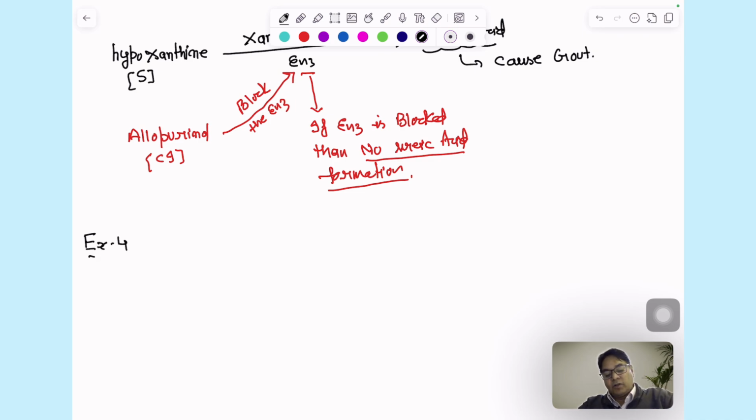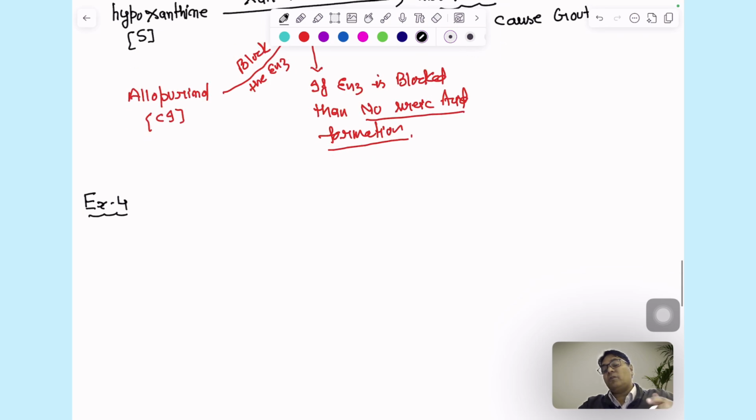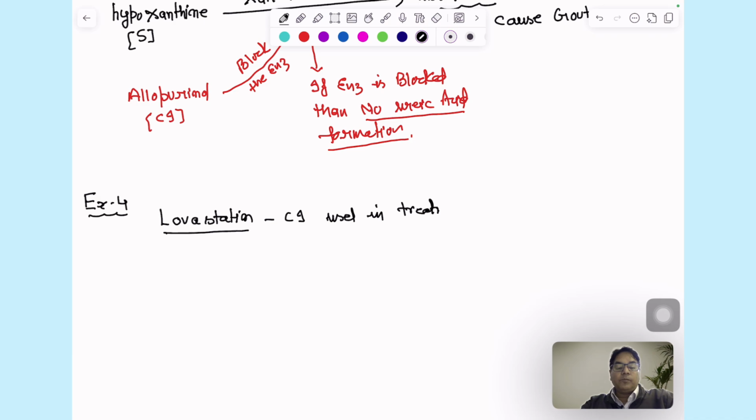Example 4. There is one more compound which is used as a competitive inhibitor for the control of cholesterol, and this is lovastatin. So lovastatin is a competitive inhibitor, used in the treatment of cholesterol formation. We call this condition atherosclerosis.